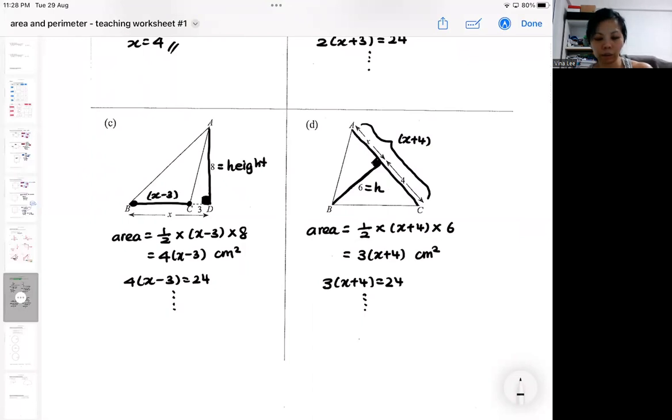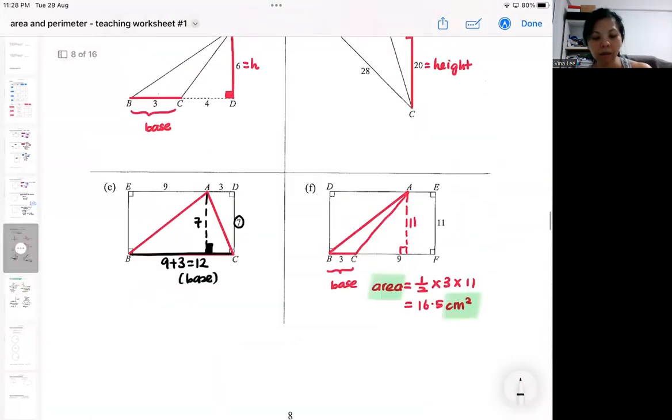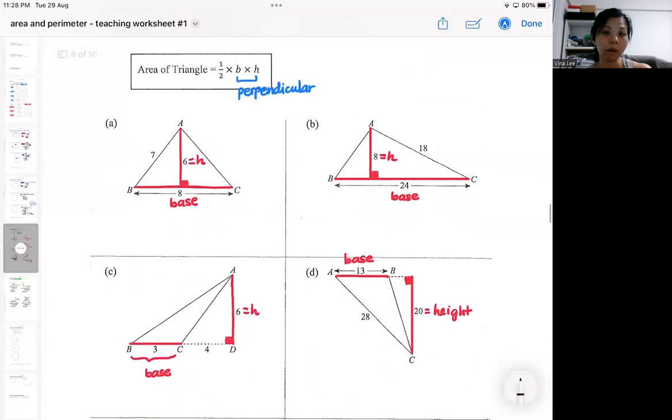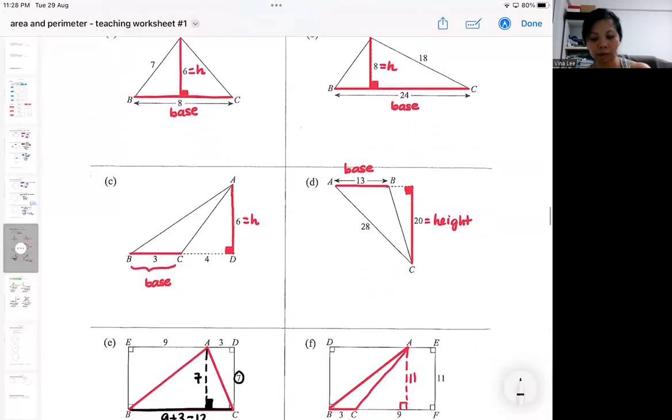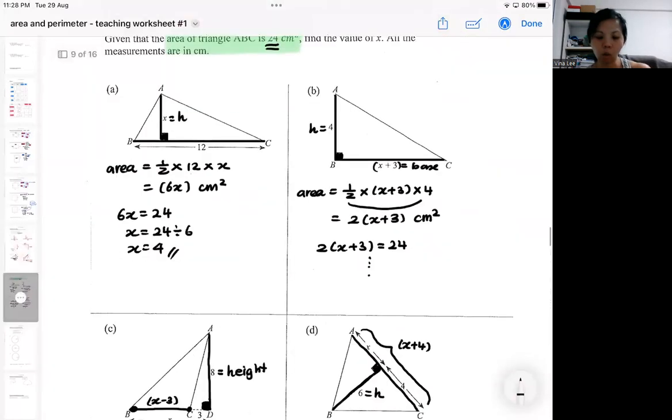Make sure the two pages are nicely done. Find all the areas, with label and unit, and then also find all the x.